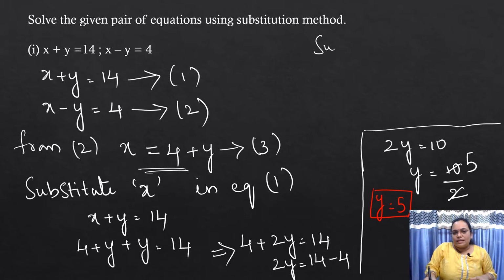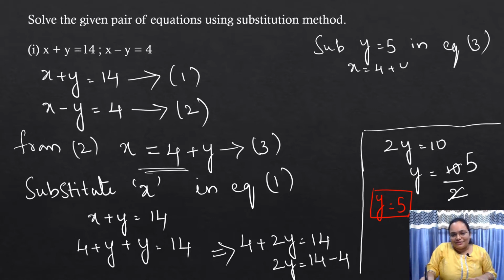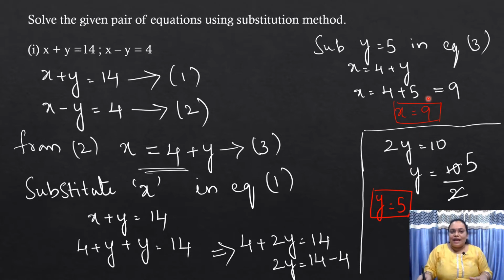So substitute y = 5 in equation 3. What is equation 3? x = 4 + y. We know that y = 5, so 4 + 5 = 9. So what is the value of x? x = 9. We have got the values for x and y.